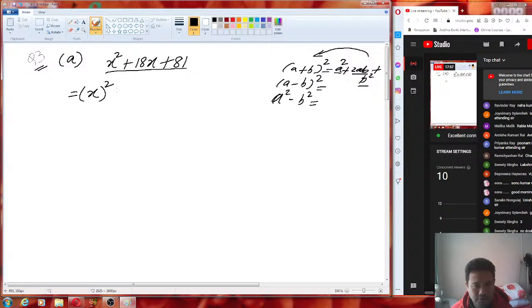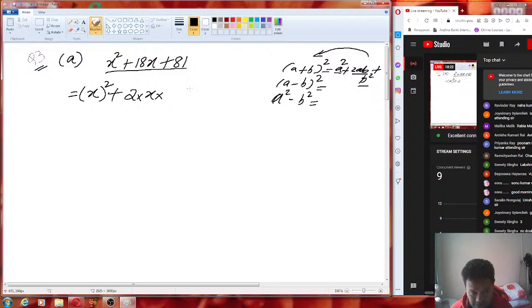Okay, then after that we got the middle term, which is 2ab. So how to bring it in the form of 2ab, where exactly we can get 18x? For that, you can bring the 2 by yourself. And then a, what is your a this time? Here in this exercise, x is your a, into b. Now what is your b?